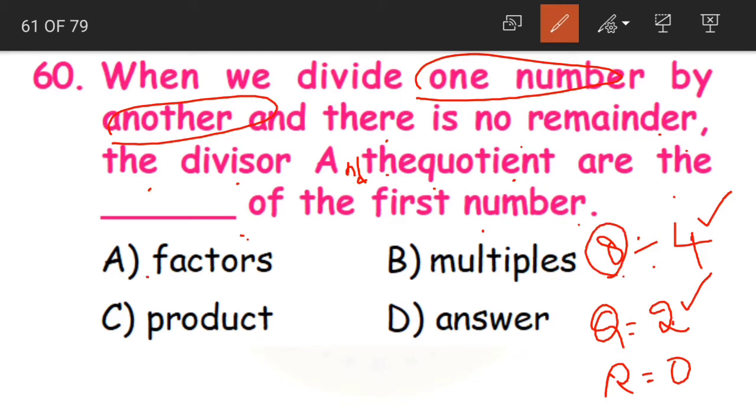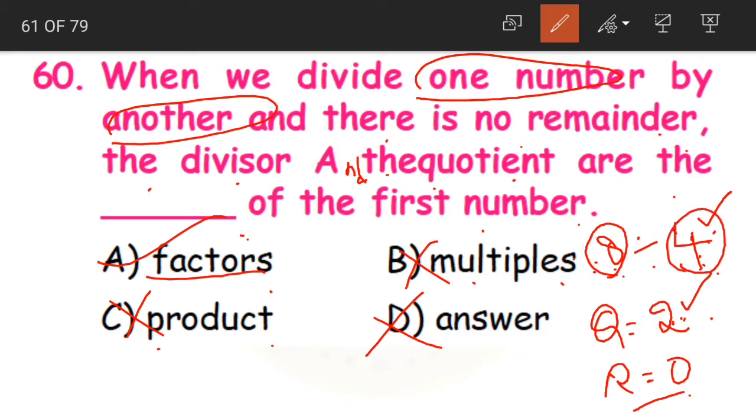Are 4 and 2 factors of 8? Yes. Now are 4 and 2 multiples? No. Are 4 and 2 product of 8? No. Are 4 and 2 answers of 8? No. So what is the correct answer? When we are dividing a number by another number, and the remainder is 0, both the divisor and the quotient become the factors of the given number. Okay children?